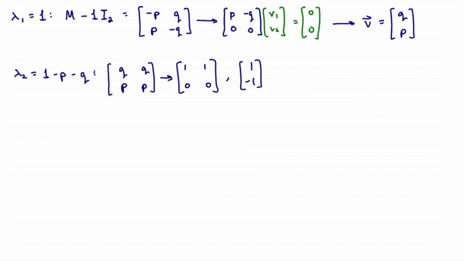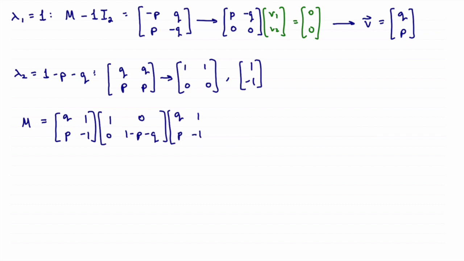So M is what we call a diagonalizable matrix, and in particular, we can decompose M now as the product of a matrix whose columns are these eigenvectors, (q, p) and (1, negative 1), times a matrix which is diagonal containing the associated eigenvalues. So 1 and 1 minus p minus q, and then 0 and 0 on the off-diagonal entries. Let me give myself a little bit more room there. And then times the first matrix inverted.